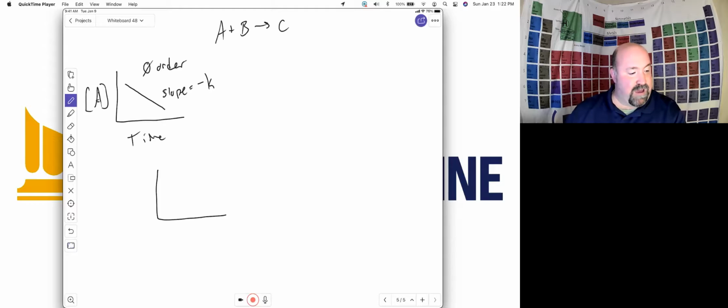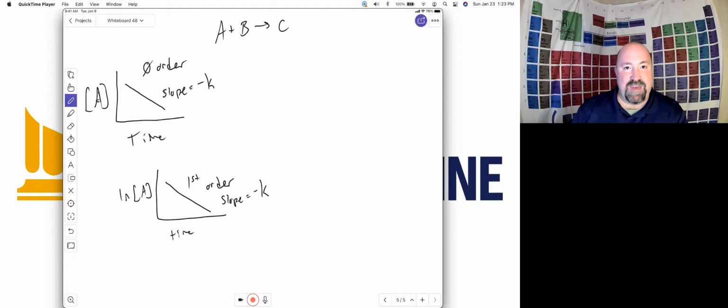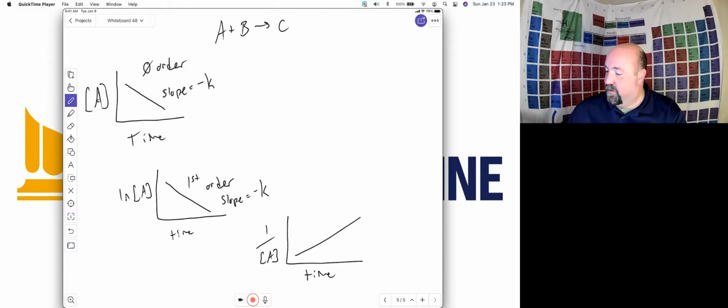If, however, the graph of the natural log of the concentration versus time is linear, that means we have what we call a first order reaction. And the slope equals, again, the negative K value. Lastly, if you graph 1 over the concentration of A versus time, and you get a graph that's linear, then that would be a second order reaction with the slope equal to K.